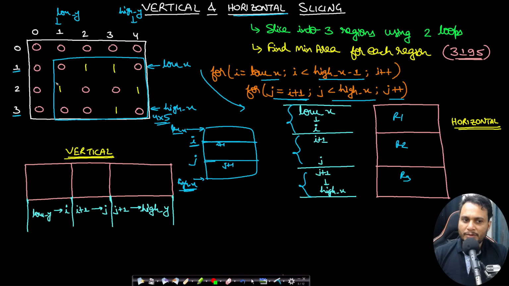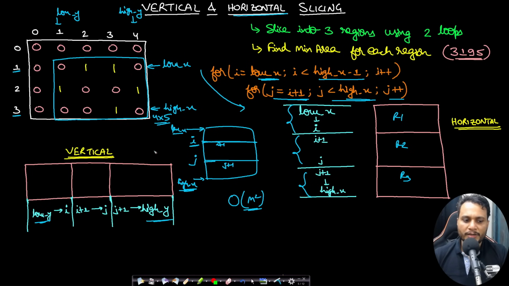Now, is this the only way to do horizontal slicing? Yes. In this case, there is only one way, but the total number of ways could have been the order of rho square, m square, right? And similarly, if you want to do vertical slicing, you will have to write the 2 loops, but in that case, it will not run from low x, it will run from low y, and it will not go till high x, it will go till high y.